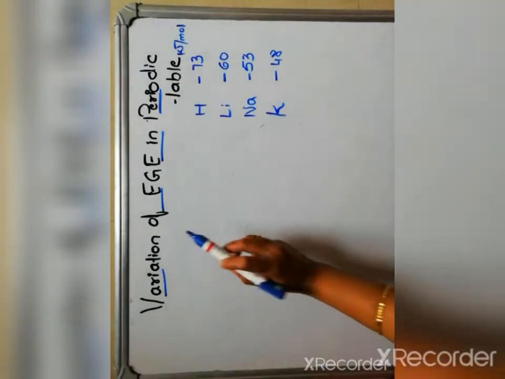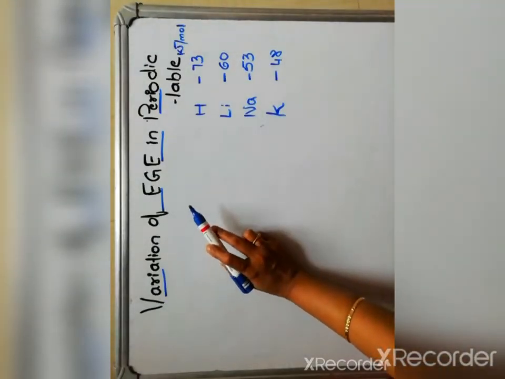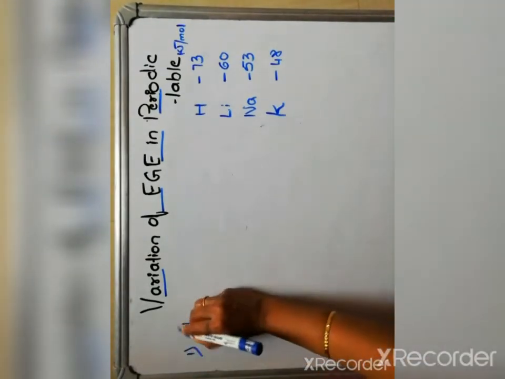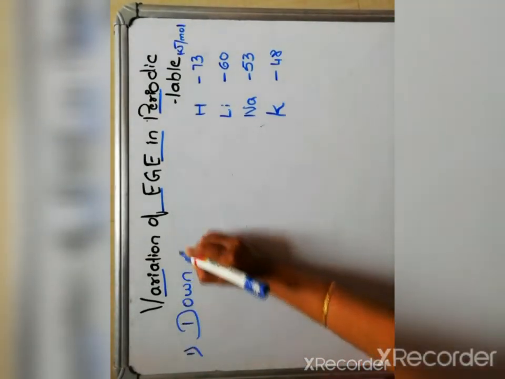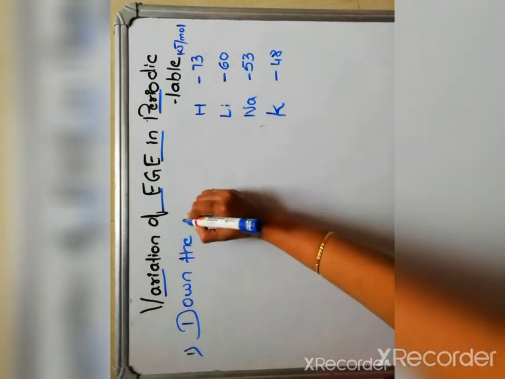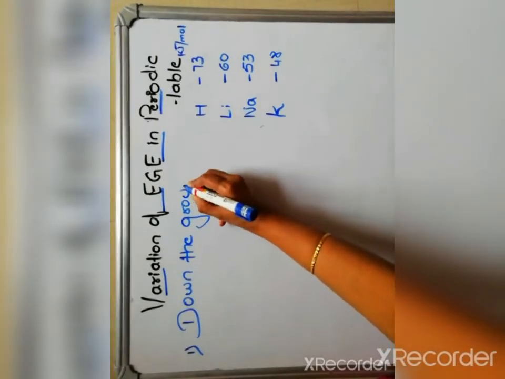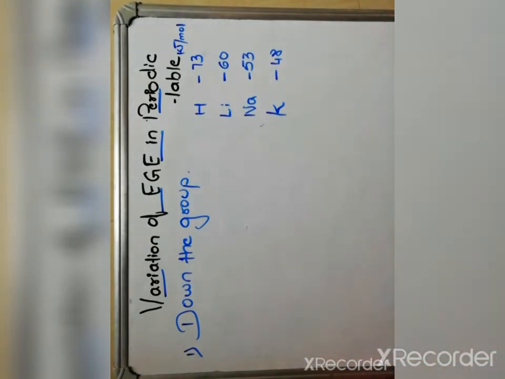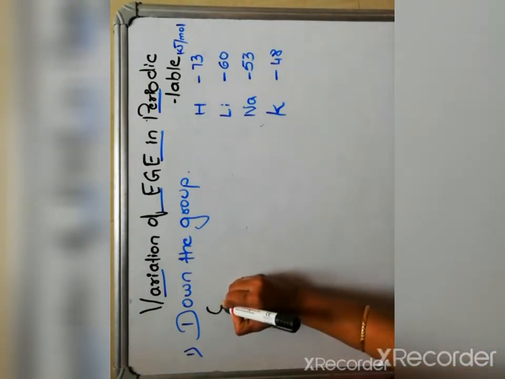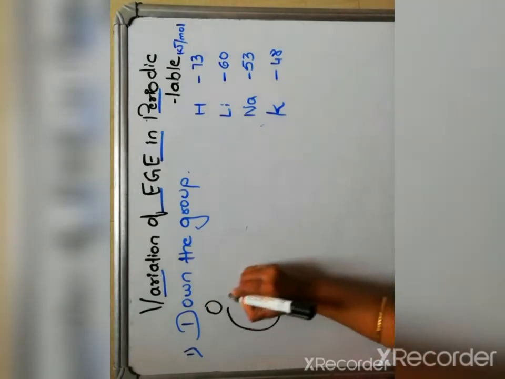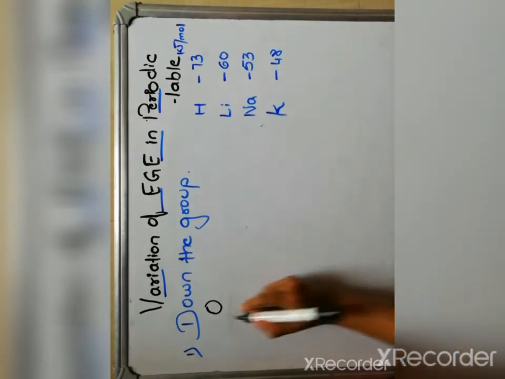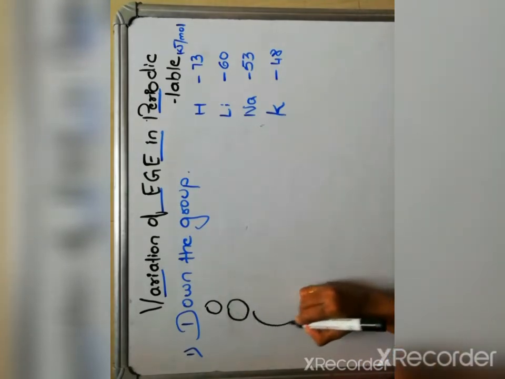Now we will discuss the variation of electron gain enthalpy in the periodic table. First we will discuss down the group. What happens to the electron gain enthalpy down the group? As we all know, as we move down the group, what happens to the atomic size? The atomic size will gradually increase.